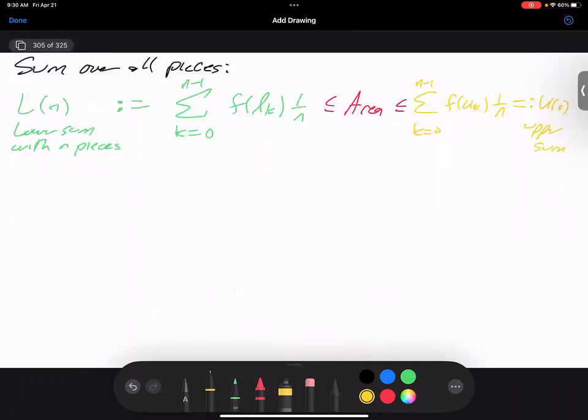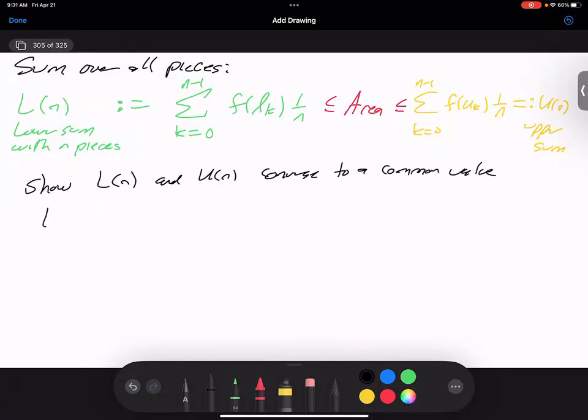So what we want to show is that L_n and U_n converge to a common value. If yes, it has to be the area. There's nothing else it can be because the lower sum is always less than or equal to the area, and the upper sum is always greater than or equal to the area. So if they converge to a common value, the only thing that can be is the area.